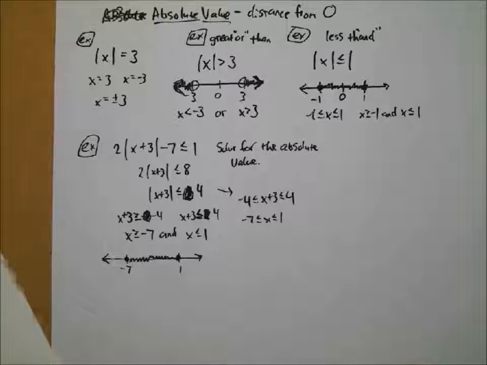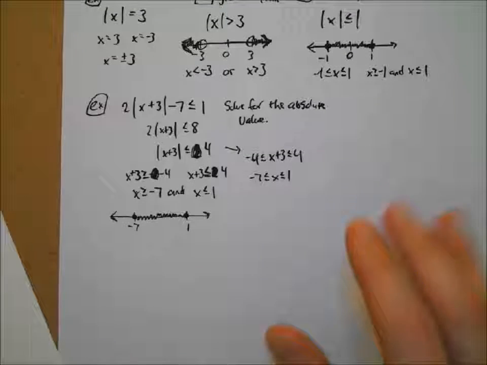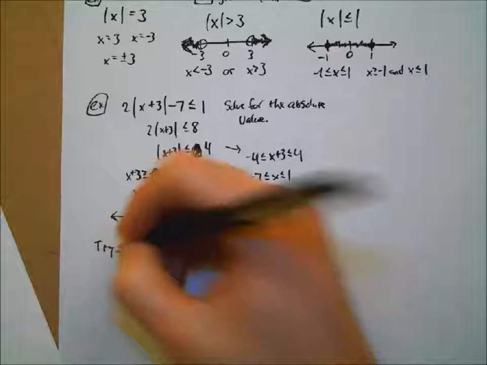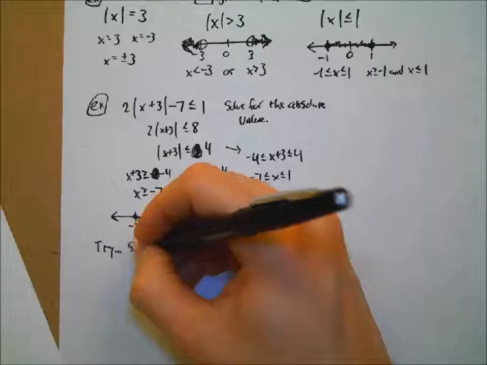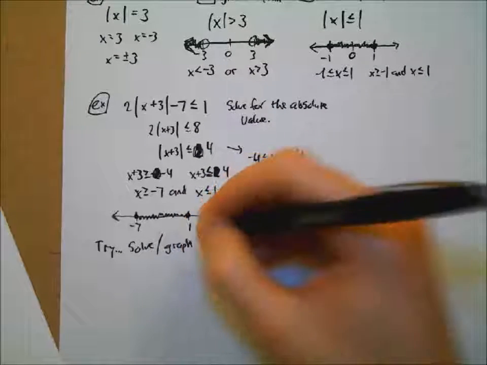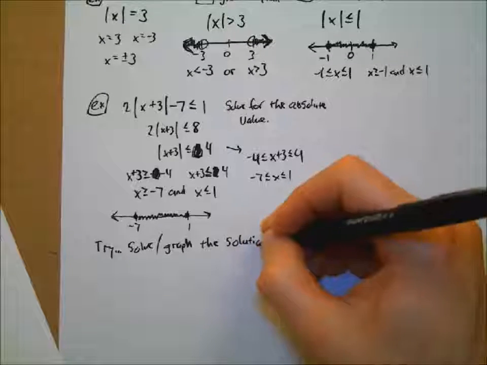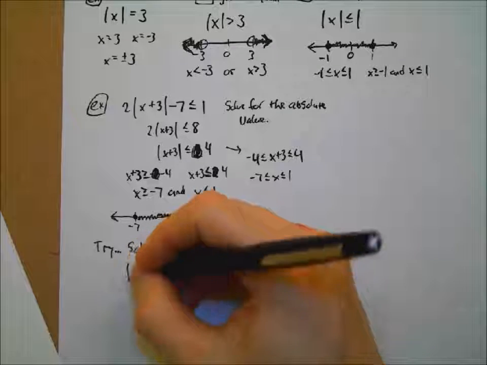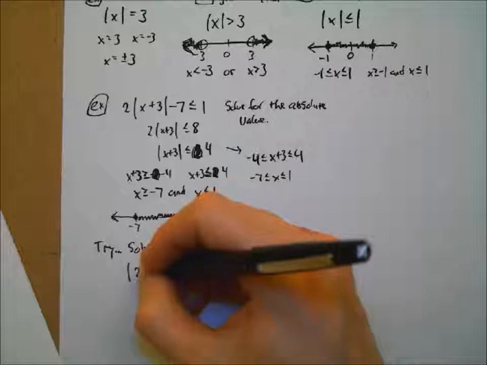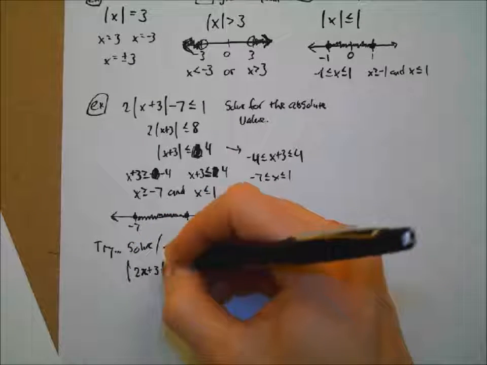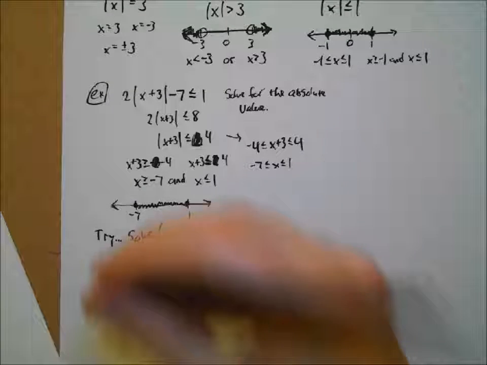All righty. Questions on any of that? Ready to try one on your own? I'll take that as a yes. All right, so try this one here. Again, I'm going to say solve and graph the solutions on a number line. I'll just give you 1, maybe I'll give you 2. So absolute value of 2x plus 3 is greater than or equal to 7. That'll be the one to try.